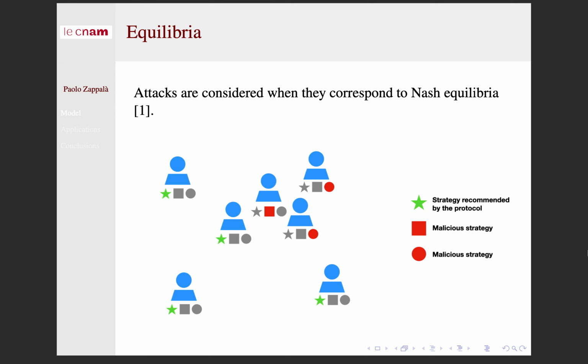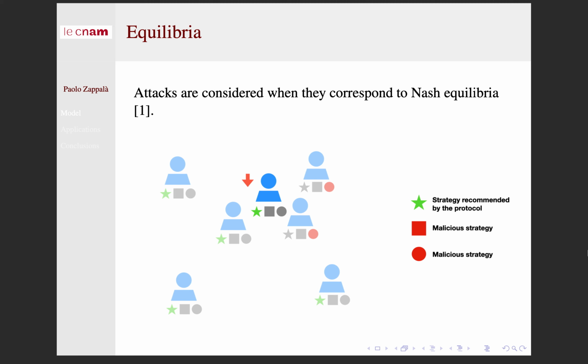Another consideration is made towards attacks. So there might also be other Nash equilibria. Like in this example, we have 3 players who play malicious strategies, and if just one changes her strategy, he gets a lower utility. So in this case, we have another Nash equilibrium, but this is not the one corresponding to the protocol. So this is called in literature an attack.